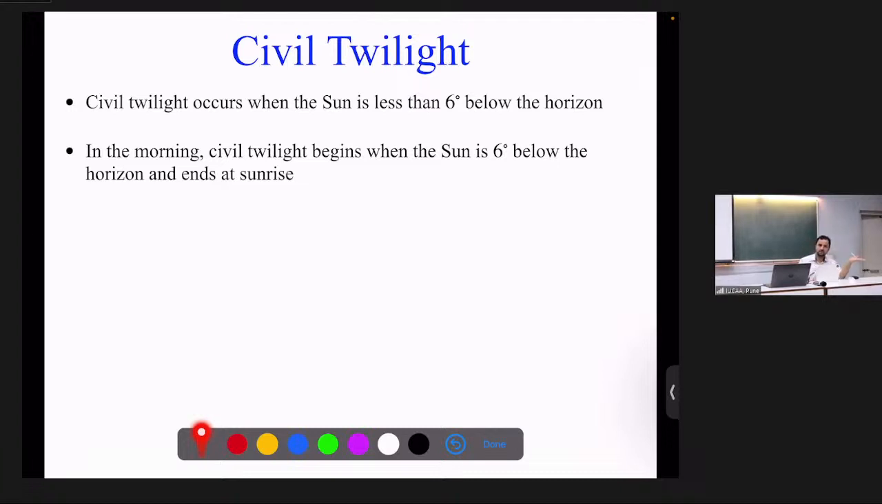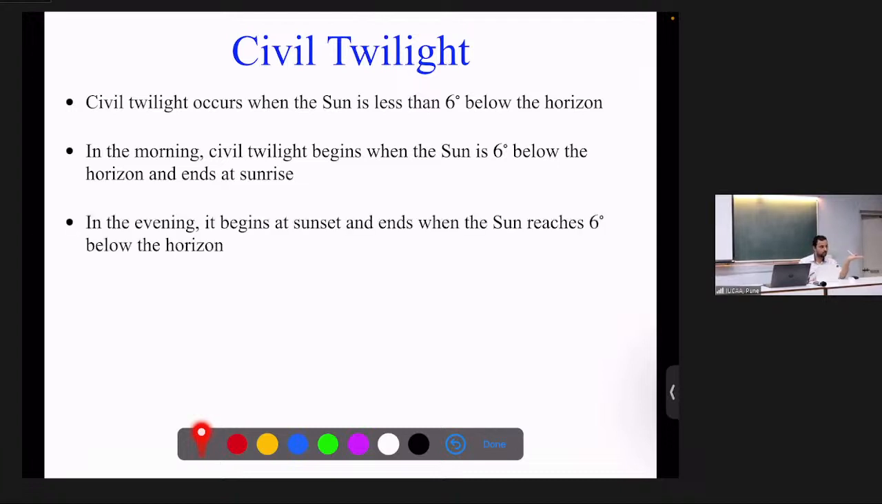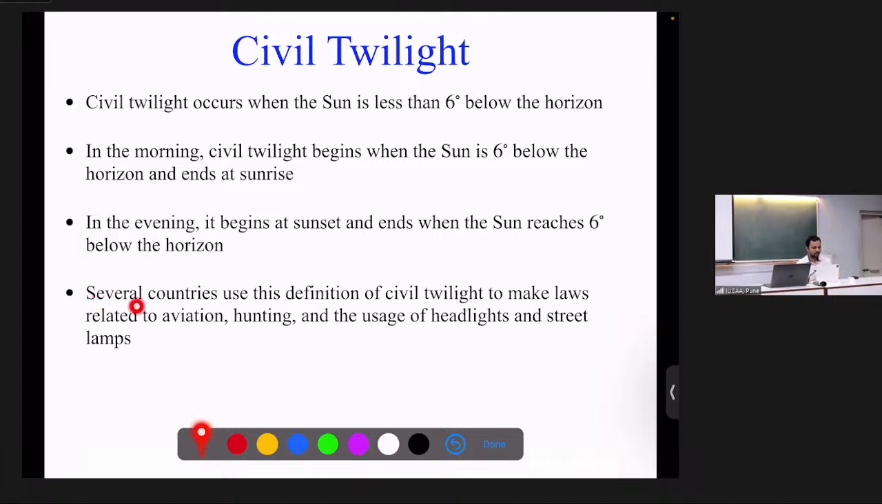Same thing you can understand for sunset also. When the sun has just gone below the horizon and by the time it reaches 6 degrees below the horizon, this period is called evening twilight, in civil twilight in the evening. You know that several countries use this definition of civil twilight to make laws related to aviation, hunting, and the usage of headlights and street lamps.